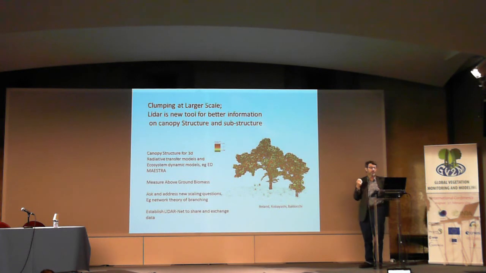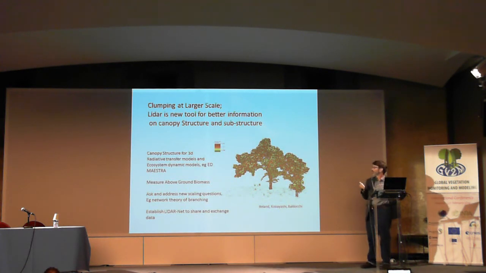There's a lot of power in pulling together 3D data. We need it, first of all, to come up with better radiative transfer models. I'd like to see the next RAMI exercise be done with real canopies, and many of us are trying to collect data to reach out to the RAMI community to do that. We also need 3D models, at least of the shapes of the crowns and their distribution, to run models like Ed and Maestro.